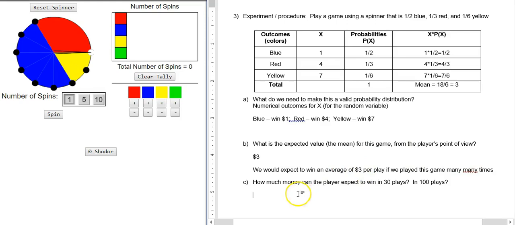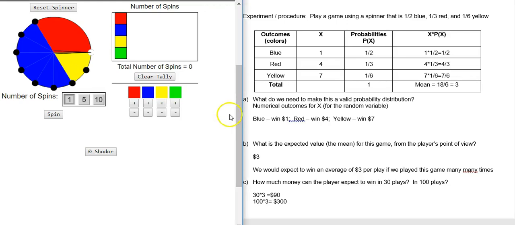Now once we know that, we could figure out how much money we could expect to win if we played this game 30 times. So in 30 plays, if we're averaging $3 per play, 30 times 3 would be $90. That doesn't mean that every time we're going to win exactly $90, 30 plays. It just means that's how much we can expect based on the probabilities. And for 100 plays, then we'd just be taking 100 times our average per play, which would be $300.